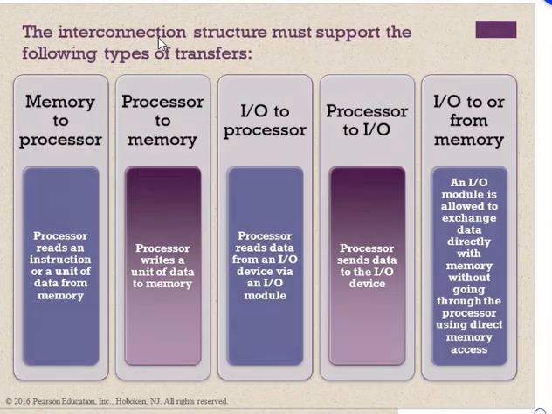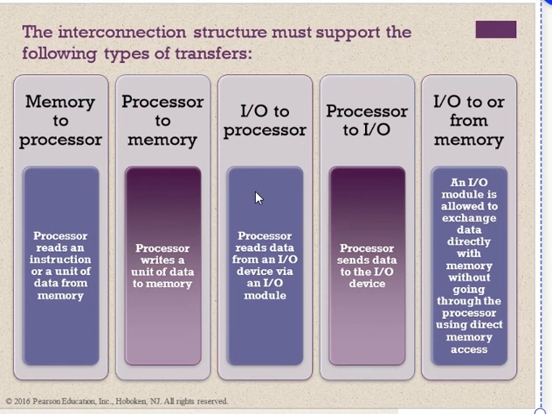Now let's move on to the interconnection structure. What are the interconnection structures that support the transfers? There are five we need to know. They are memory to processor and processor to memory, and then I/O to processor and processor to I/O, and I/O to or from memory. The last one we will see after a while.